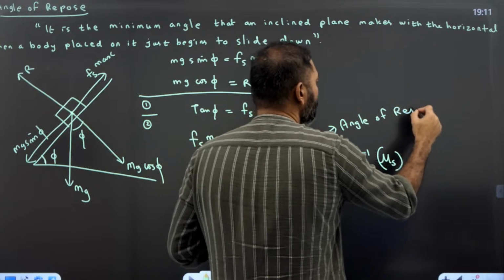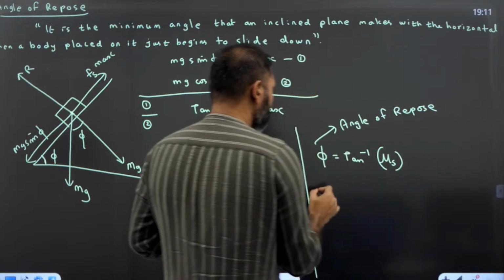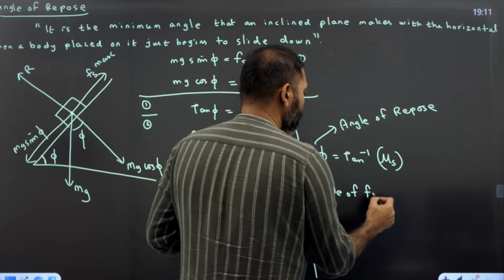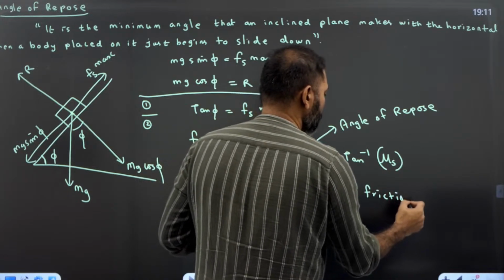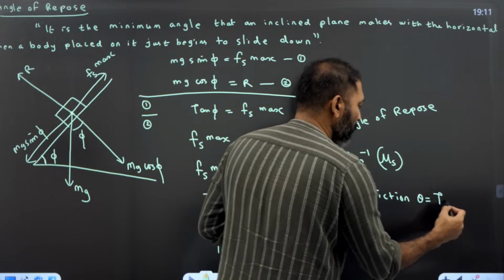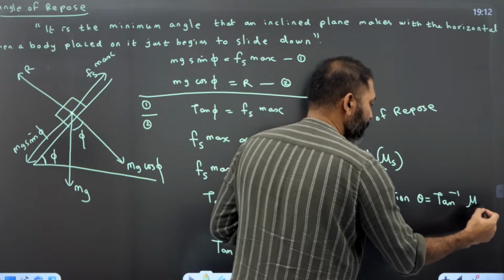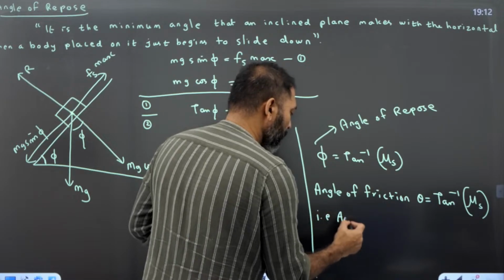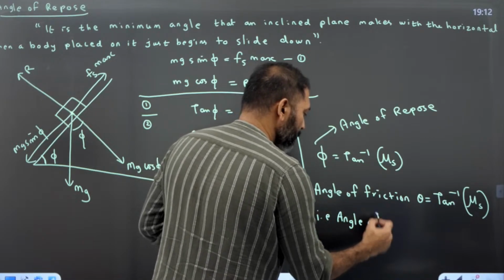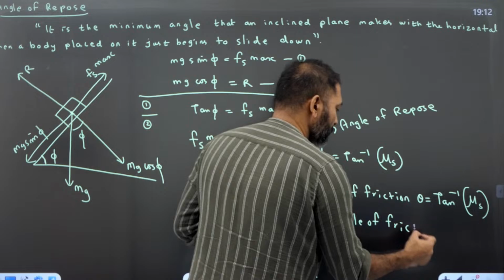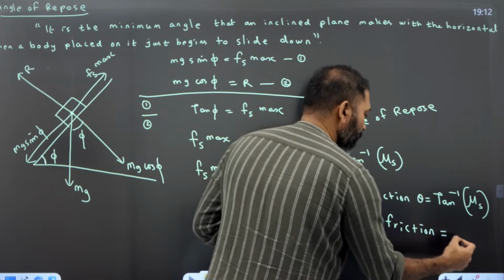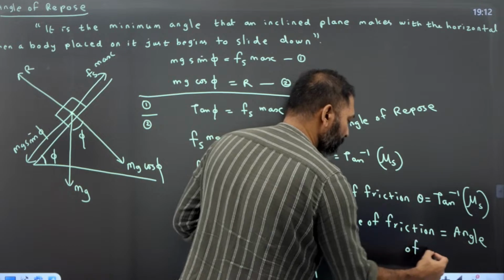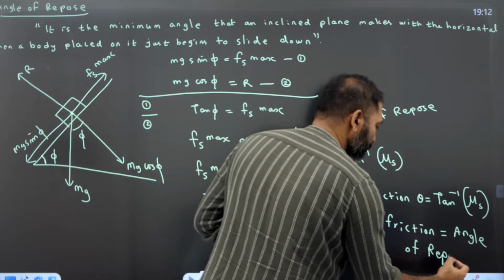Earlier we had seen angle of friction. Angle of friction theta is equal to also what? Tan inverse mu S. That is, angle of friction is equal to angle of repose. Angle of friction is equal to what? Angle of repose.